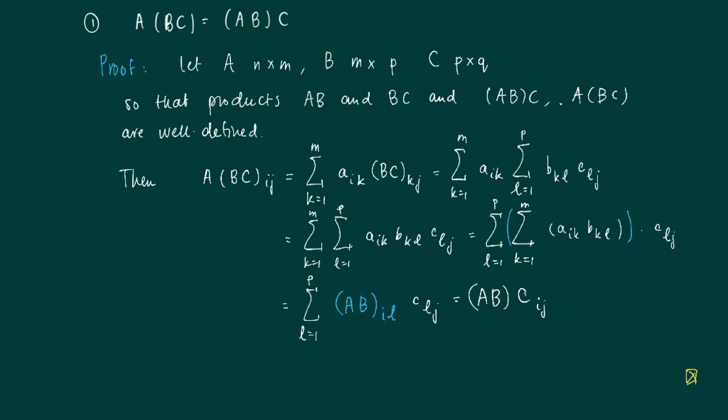So now we've shown that actually we have two matrices of the same dimensions with just the same elements on the different entries in the matrix. So these matrices must be the same. So this shows property one.